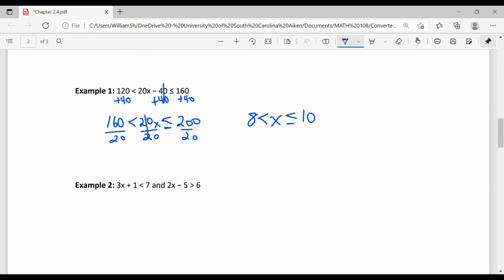Now we need to write this in interval notation as well. We'll write parentheses 8, comma, 10, bracket. And that was example 1.